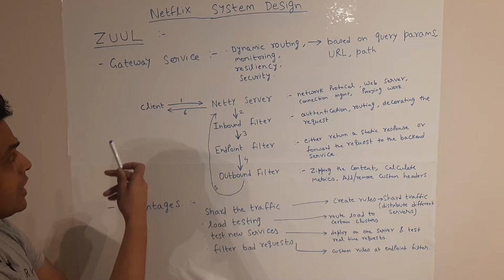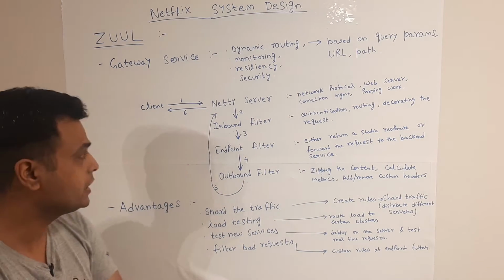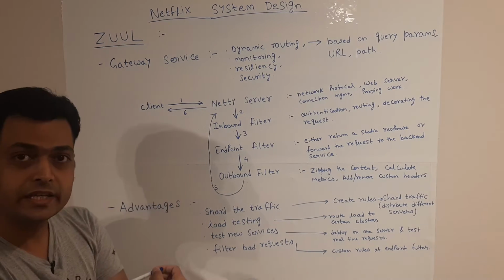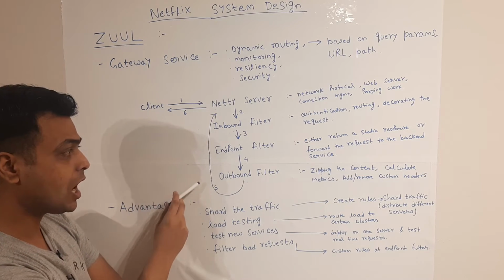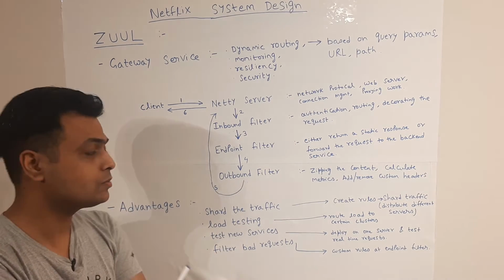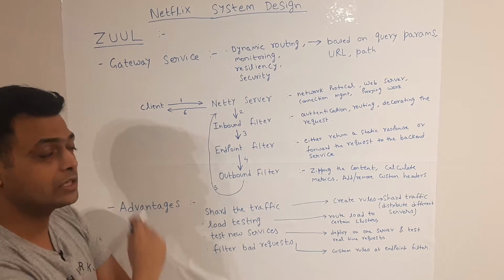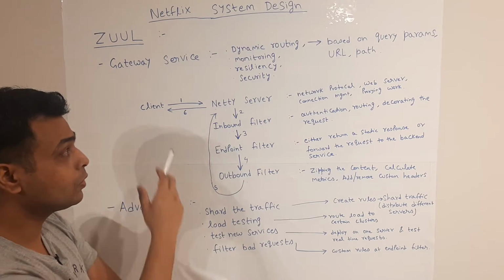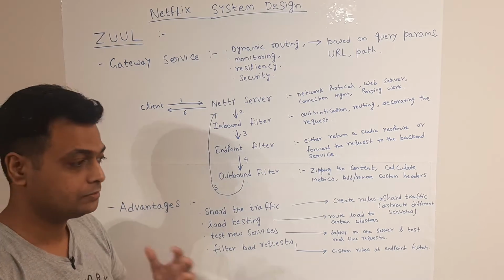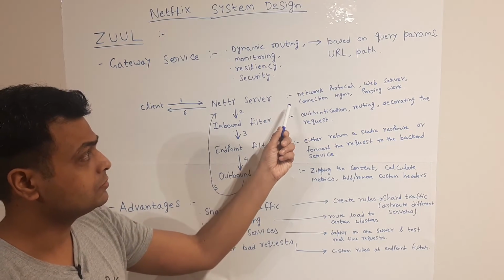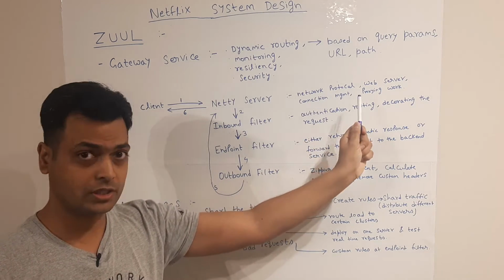Basically, Zuul has various components in it. First of all is the Netty server. Then come the inbound filter, endpoint filter, and outbound filter, and an incoming request will go through each one of them and come back with a response which gets returned to the client. So let us understand what each of these parts does. First of all, the Netty server takes care of the incoming protocol, web server, connection management, and proxying work.